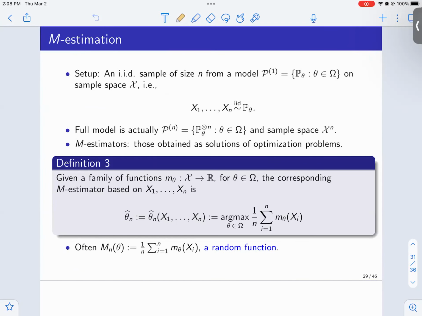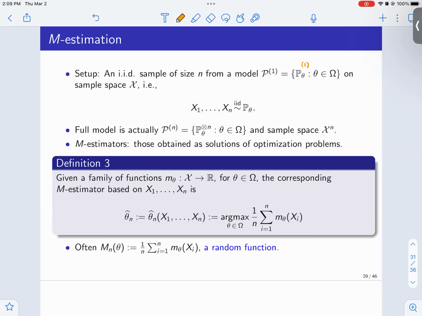We have the base probability model. We have a sample size n. And we want to define a procedure, where the full model is the family of product measures if you want. But I want to define a procedure that gives me an estimate of the true parameter. And one general family of such decision rules or procedures are these M-estimators. So an M-estimator is an estimator that is obtained by an optimization procedure.